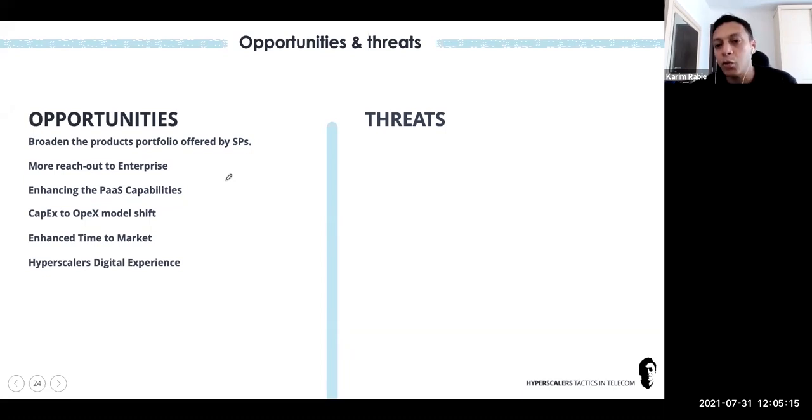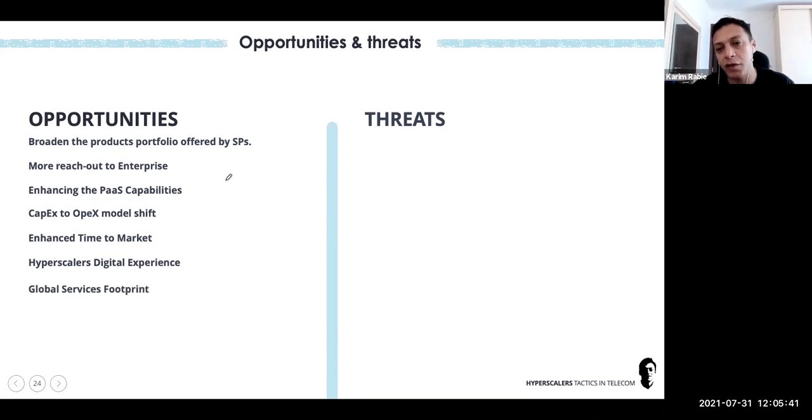Enterprises and users, we like the digital experience of the hyperscalers, right? We like to go to Amazon and pick a service and buy something. So this kind of digital experience will be conveyed from hyperscalers to CSPs. So CSPs will enjoy this new digital experience from the hyperscalers, and will be able to provide this kind of digital experience to their customers.